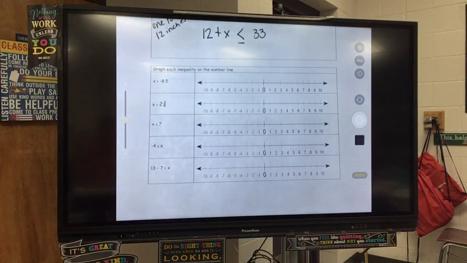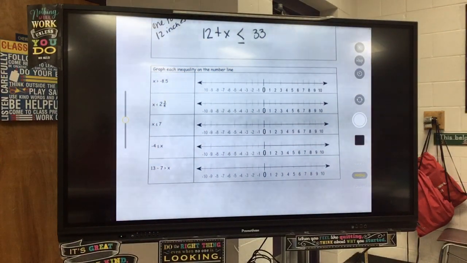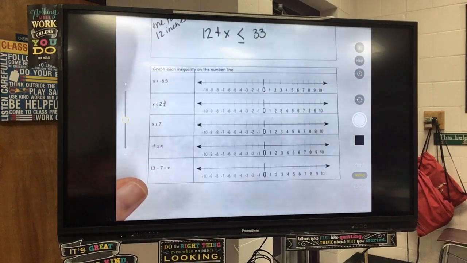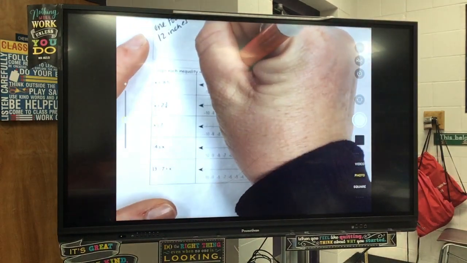Okay, so let's go ahead and go over this for the most part. Looks like the majority of us are done. All right, so x is greater than negative 8.5. So someone tell me where my point is going to go. And then tell me if it's going to be open or closed, and then tell me if I'm going right or left. It's going to go between -8 and -9. Okay, so like right there?